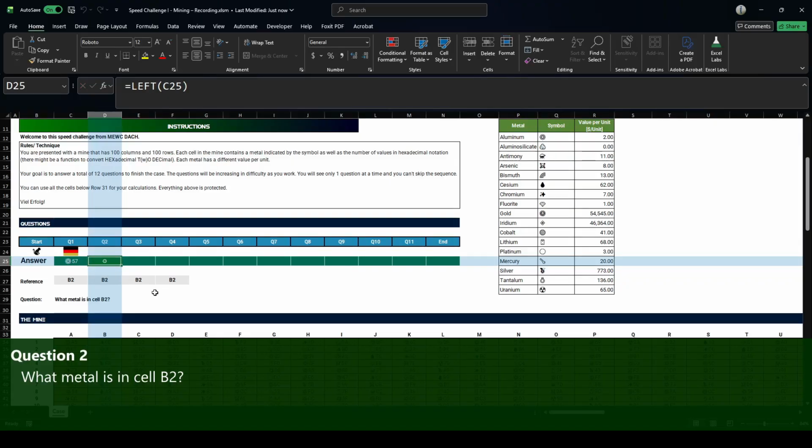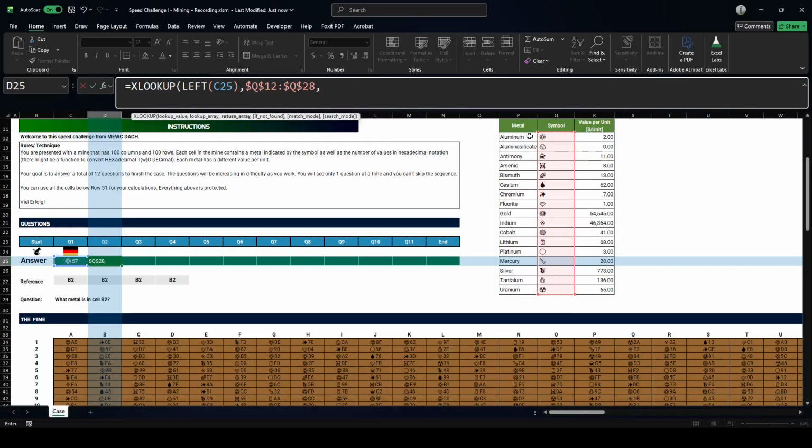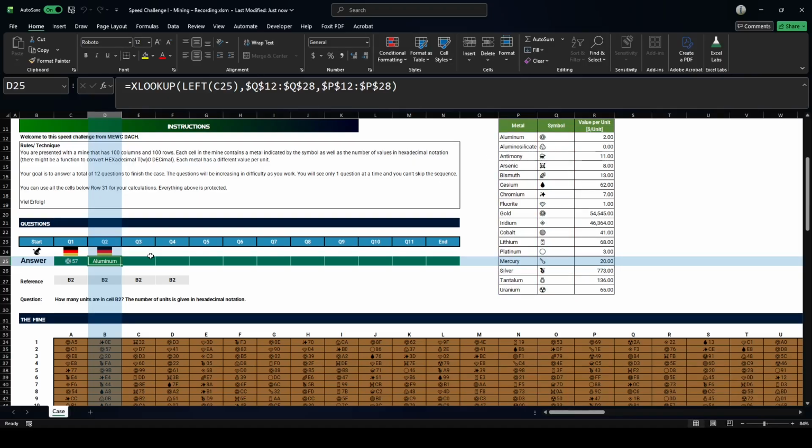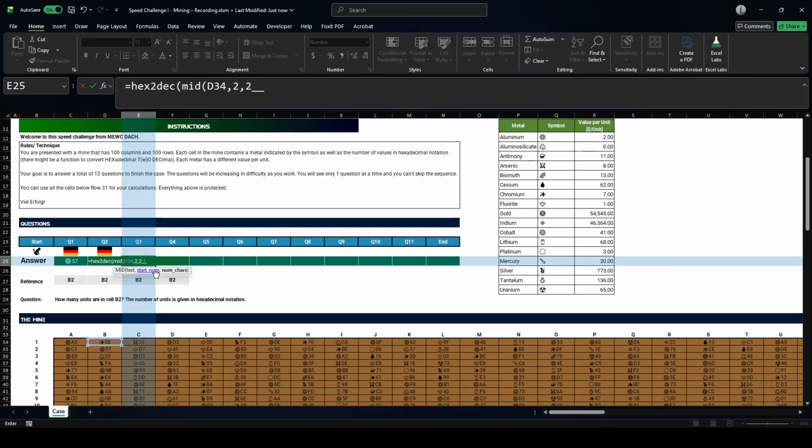Is that not it? Oh, you got to XLOOKUP it. Okay. XLOOKUP that in this cell. Return this name. How many units are in cell B2? Okay, so HEX2DEC MID this. Yeah, that's right. Right? 14.